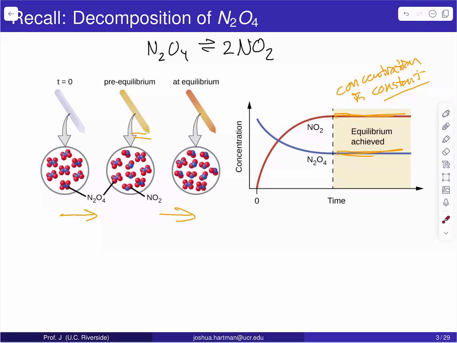And over time, the concentrations of both the reactants and products will achieve a constant value. And once the concentrations are no longer changing, we say that equilibrium has been achieved.